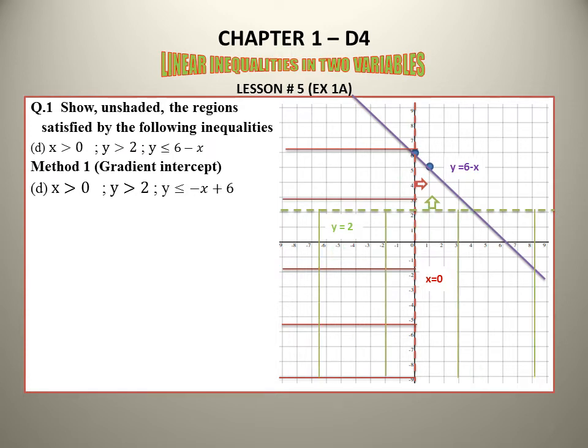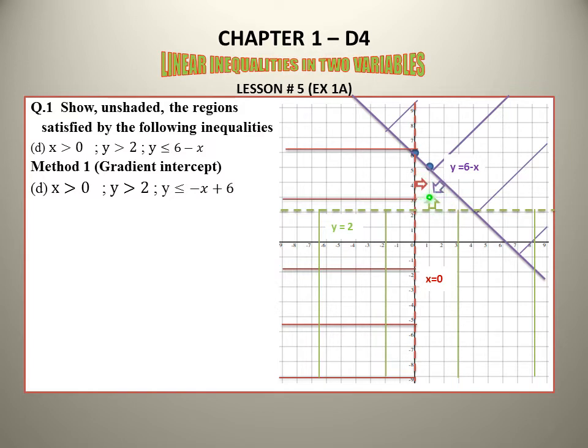Now for this line the inequality is less than or equal to. Less than or equal to means the region below this line is the defined region and this region is the undefined region. So we will shade its undefined region like this. So this is the region which is unshaded. This is your defined region.